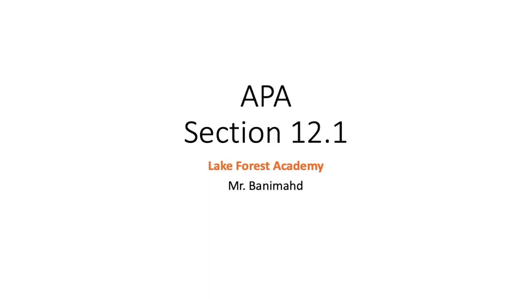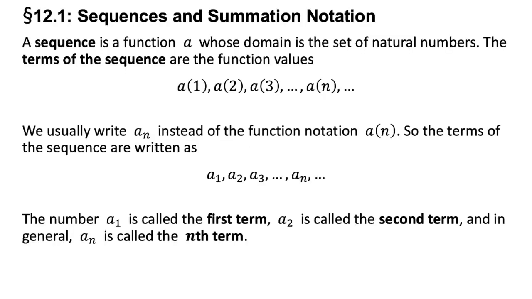Section 12.1 Sequences and Summation Notation. A sequence is a function a whose domain is the set of all natural numbers. The terms of the sequence are the function values. We usually write a sub n instead of the function notation a of n. So the terms of the sequence are written as a sub 1, a sub 2, a sub 3, and so on. The number a sub 1 is called the first term, a sub 2 is called the second term, and in general, a sub n is called the nth term.